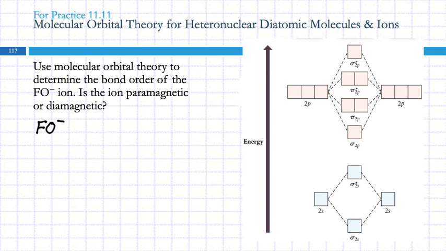We need to know how many electrons we're going to be dealing with. Valence electrons. How many does fluorine have? 7. And how many does oxygen have? 6. And the negative one, do we add or subtract? We add. And so this is going to be 14 electrons.